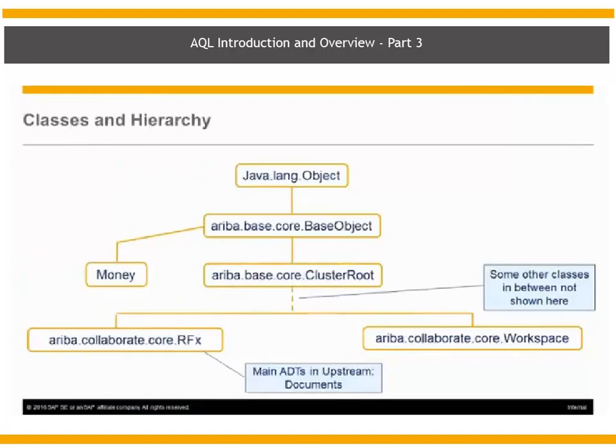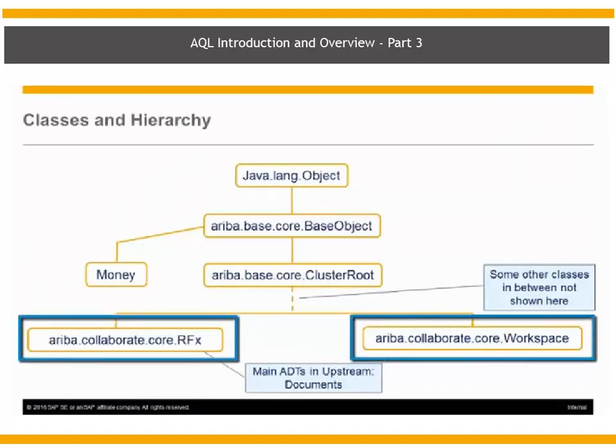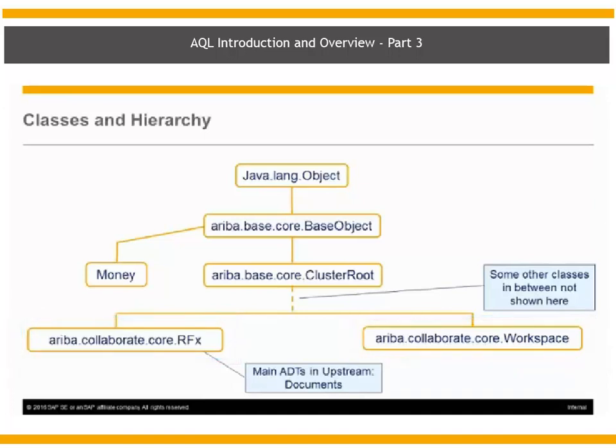In upstream, some examples of ADTs would be RFX, workspaces, contracts, and others. Note that the model in upstream is less complex in terms of hierarchy because fewer superclasses exist in upstream. Since upstream is project-oriented, documents will be the main ADTs instead of approvables. While the same Java model applies to both upstream and downstream, the abstract superclasses will differ.